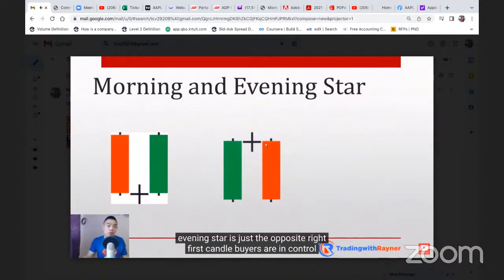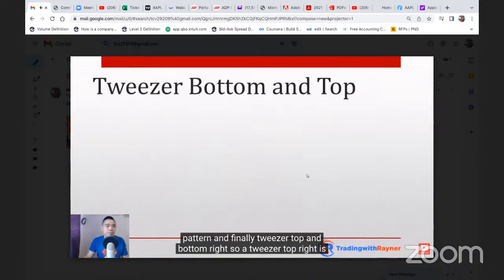And the evening star is just the opposite. First candle, buyers are in control, closing near the highs. Second candle, indecision. Can't decide whether to go up or go down. So that's why they close at the same level where they open. On this candle over here, the open and close is at the same level. And the third candle, bears come in and push price lower, closing near the lows.